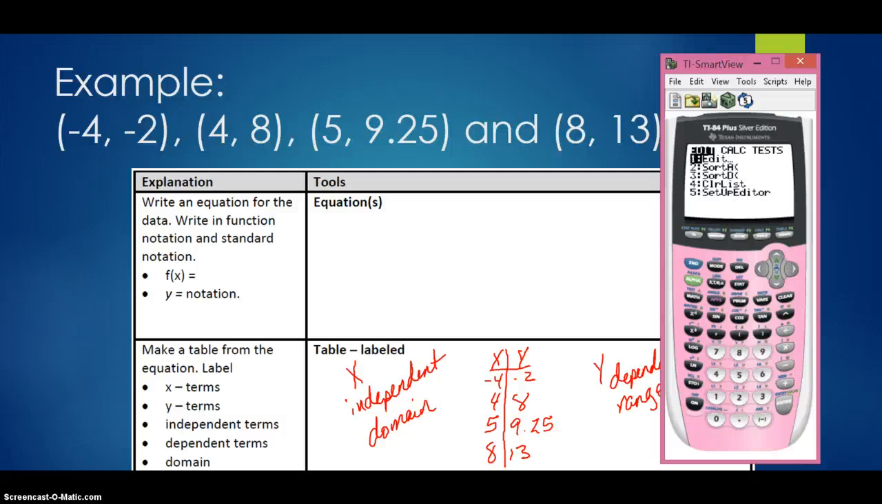What we want to do is go to Stat, and hit Edit. If you've already got data in there, take your cursor to L1 and hit Clear, and it'll clear it out. And let's do the same thing for L2. Bring the cursor up to L2, hit Clear, and it will clear it out. So now we've cleared it out. Let's enter our data points. We've entered all the X's. Now let's go to L2 and enter our Y's.